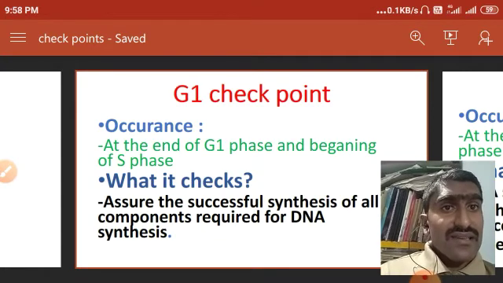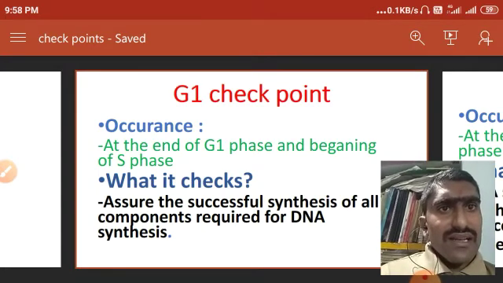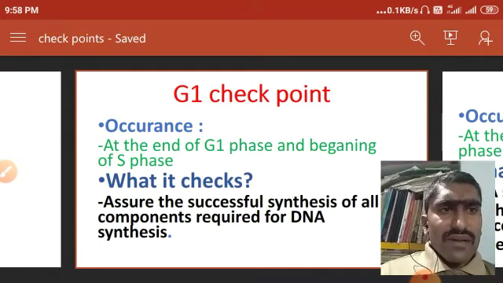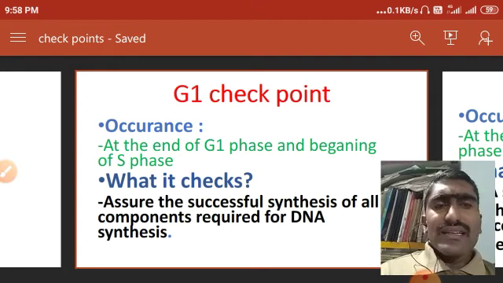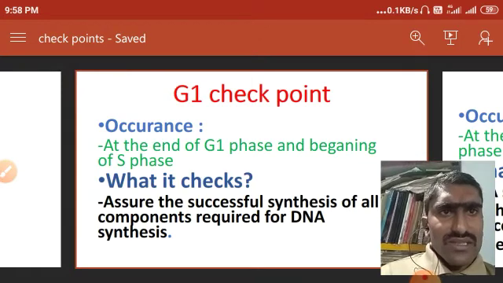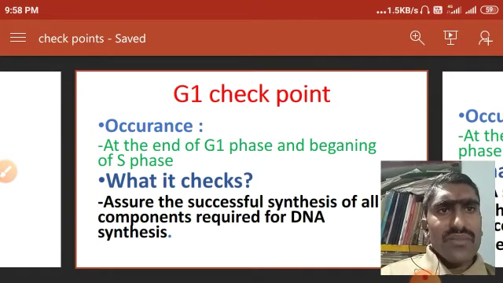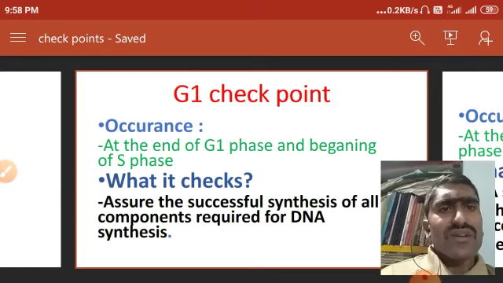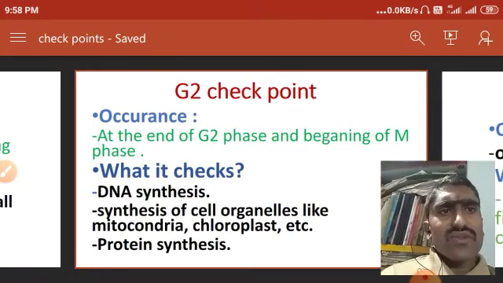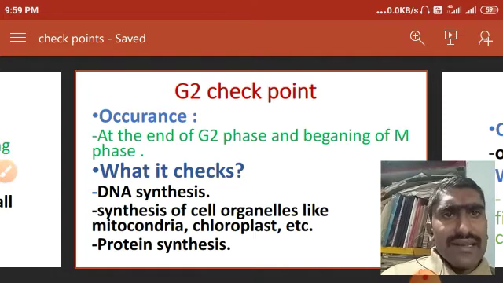Before entering S phase, the cell wants to evaluate whether it is ready to enter S phase or not, because after entering S phase, the cell has to synthesize DNA, and for that it needs proteins, enzymes, and RNA molecules. So this checkpoint checks whether all necessary components required for the synthesis of DNA are successfully gathered or not. It gives the assurance that all the components required for DNA synthesis are ready.